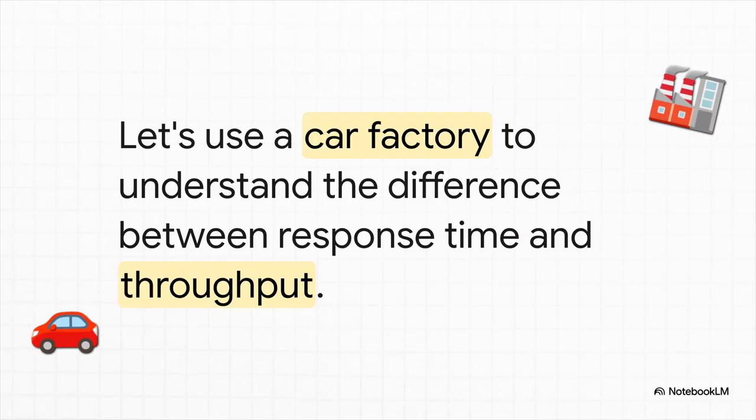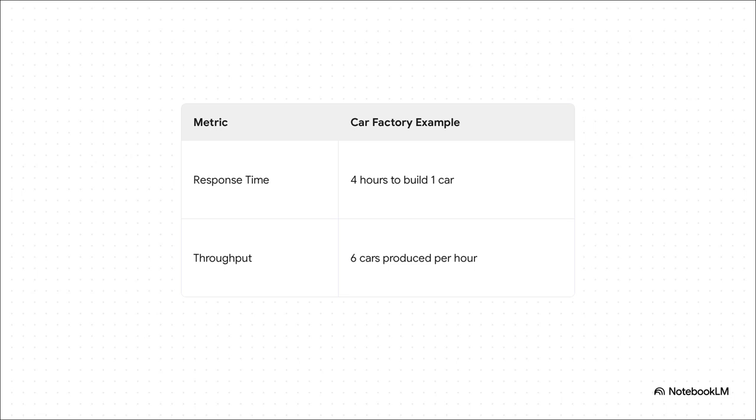To really see why this difference matters so much, let's use a quick analogy. Imagine we're running a car factory. Okay, so the response time to build one single car from scratch, from a pile of parts to a finished vehicle, might be 4 hours. But if you have a super efficient assembly line, a brand new car could be rolling off that line every 10 minutes. That's a throughput of 6 cars per hour, even though each individual car took way, way longer to build.